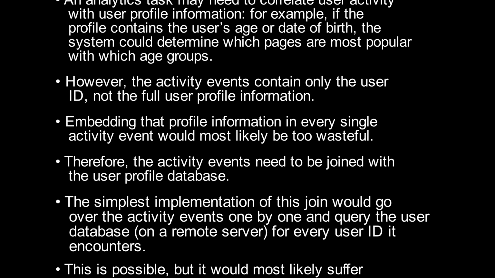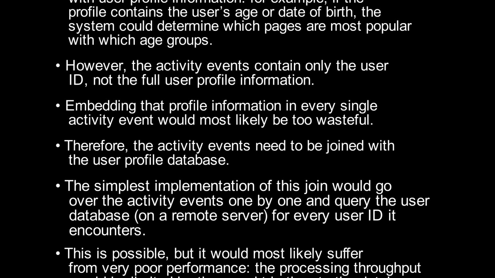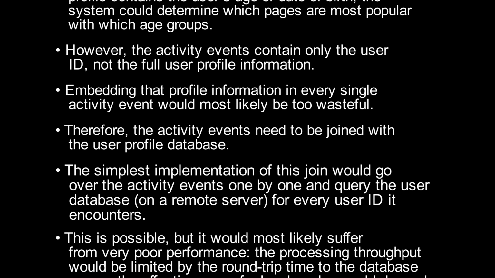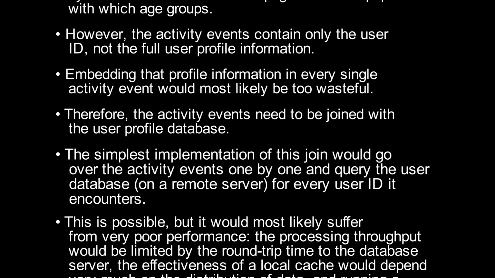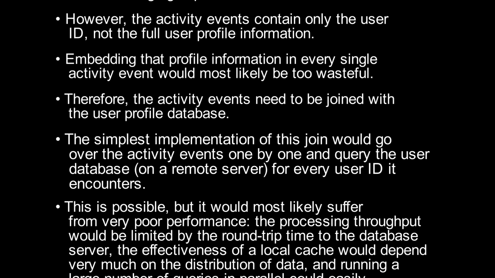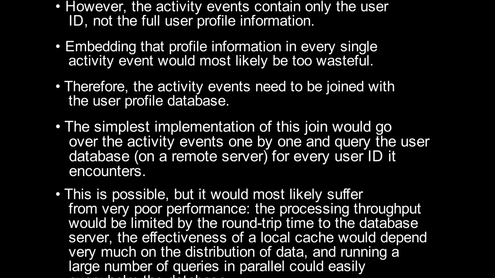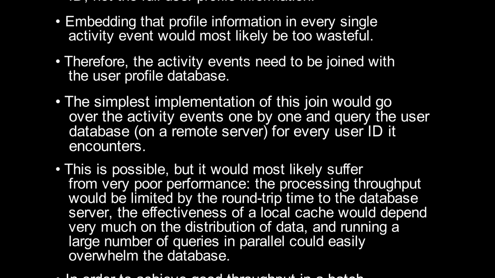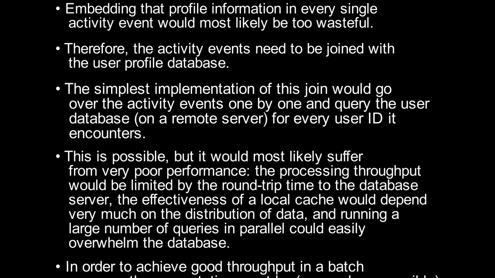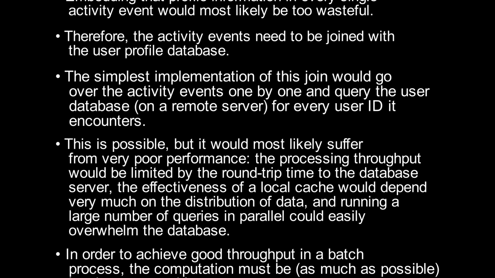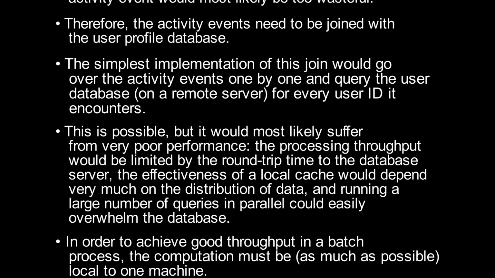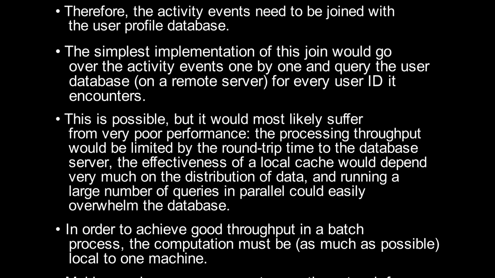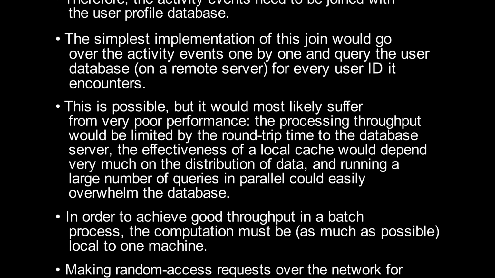The simplest implementation of this join would go over the activity events one by one and query the user database on a remote server for every user ID it encounters. This is possible, but it would most likely suffer from very poor performance. The processing throughput would be limited by the round-trip time to the database server. The effectiveness of a local cache would depend very much on the distribution of data, and running a large number of queries in parallel could easily overwhelm the database.